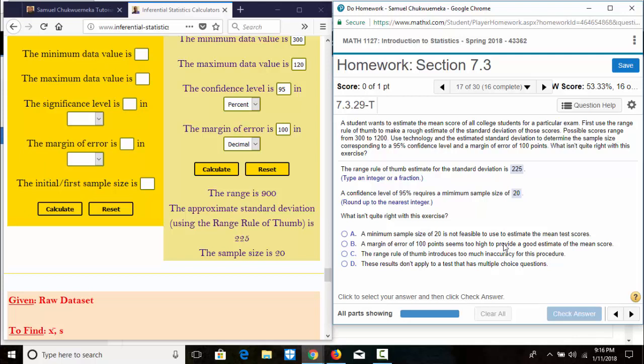With A, of course, we talked about a minimum sample size of at least 30. But we don't know the population. Okay, the population might be normally distributed. So in that case, we will eliminate A. Now B, why I'm choosing B as the answer is because a margin of error of 100 points is too high. It's too much. So it's too high to provide a good estimate of the mean score. So I'll go with B.